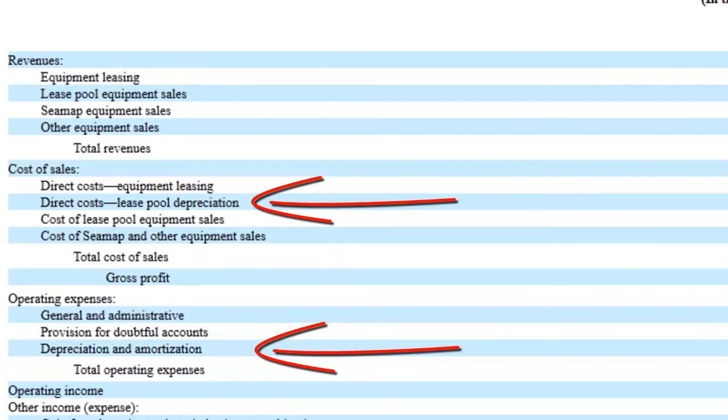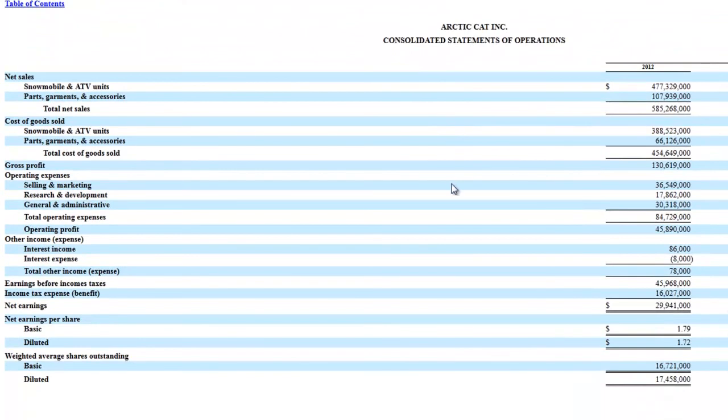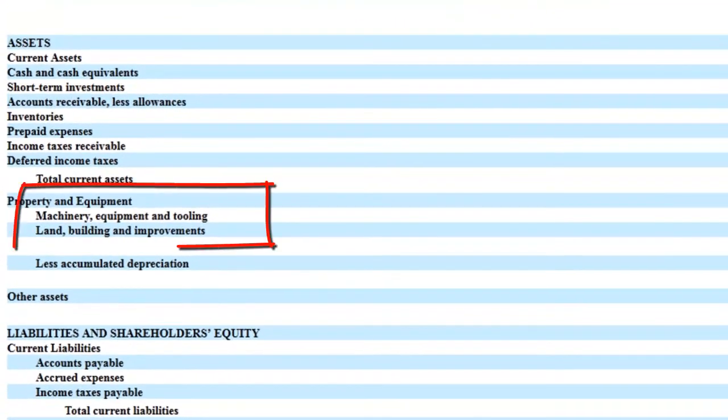And just because depreciation is not singled out on the income statement doesn't mean that it's not there. If we go back to the income statement of Arctic Cat, I don't even need to read the entire report to know that there is depreciation and it is included in the cost of goods sold. And the reason I know this is because when I go to the balance sheet, the company lists machinery, equipment, tooling, building, and improvements. Some of these assets are used for the manufacturing of snowmobiles and ATVs. Also, I see there is a line for accumulated depreciation. And if you watch my video on the balance sheet, whenever you see accumulated depreciation, you know that there is a depreciation expense going through the income statement.